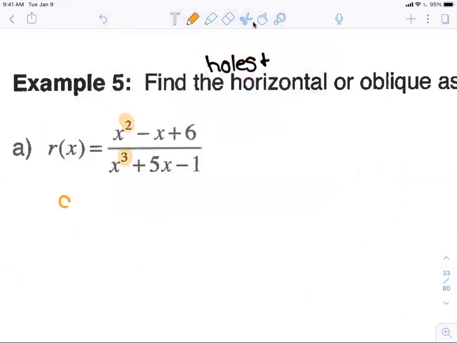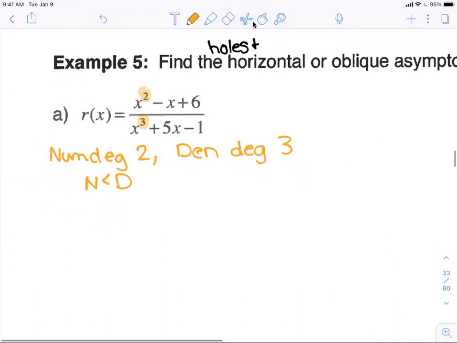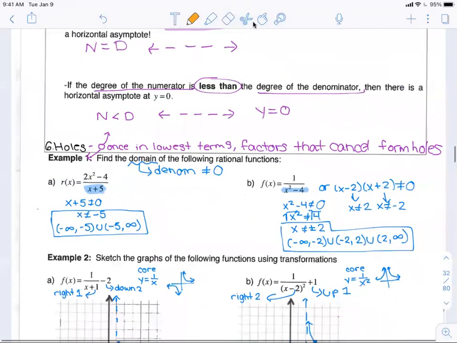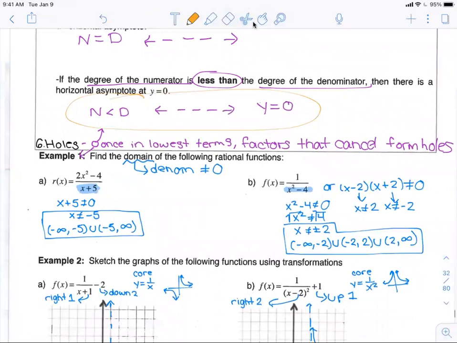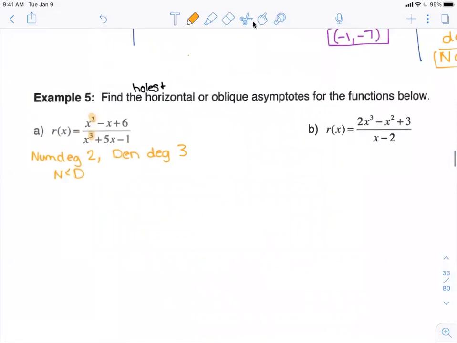So the degree 2 is from the numerator, and the denominator's degree is 3. This means the numerator is less than the denominator, right? When that happens, and again, that's why I hope you wrote this down, if you go back, when the numerator is less than the denominator, it's automatically y equals 0. Again, you just have to know that. That is the asymptote. So it's going to have a horizontal asymptote at y equals 0, and that's your answer.